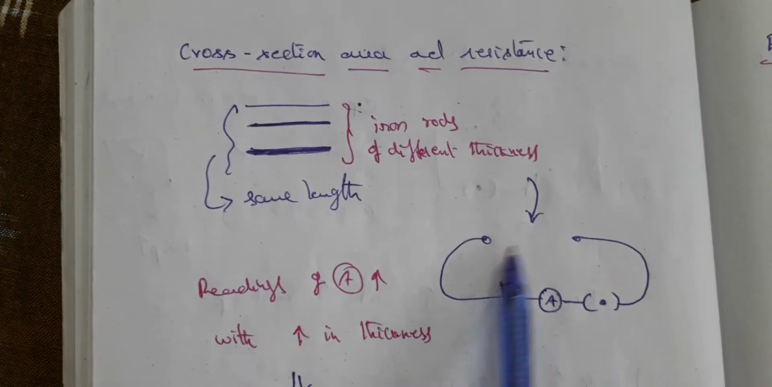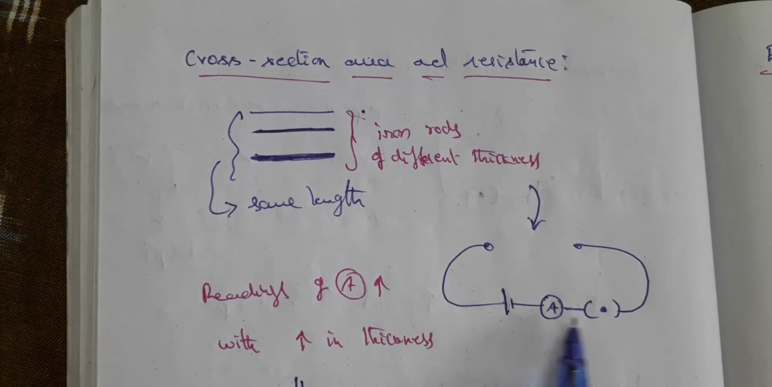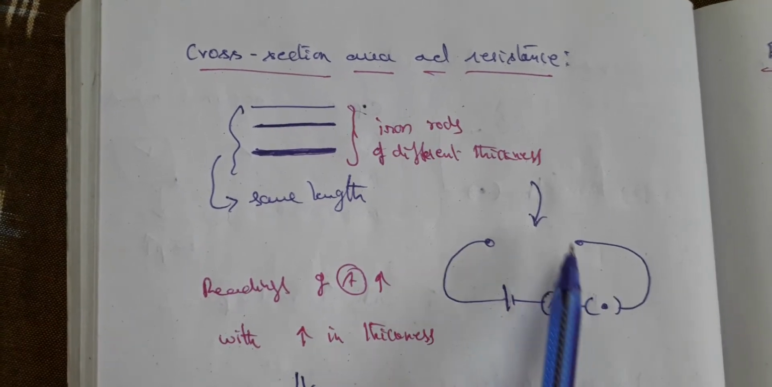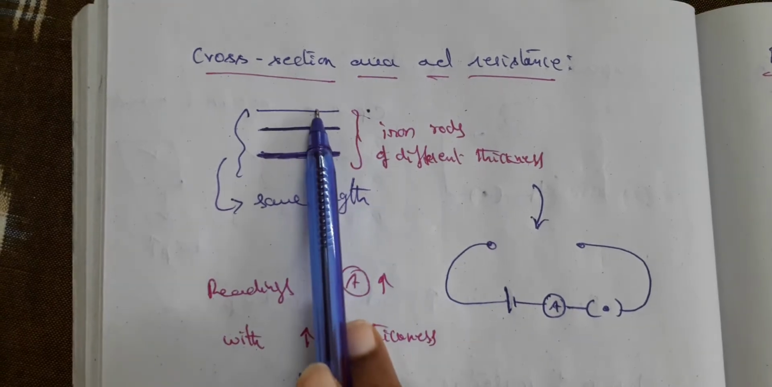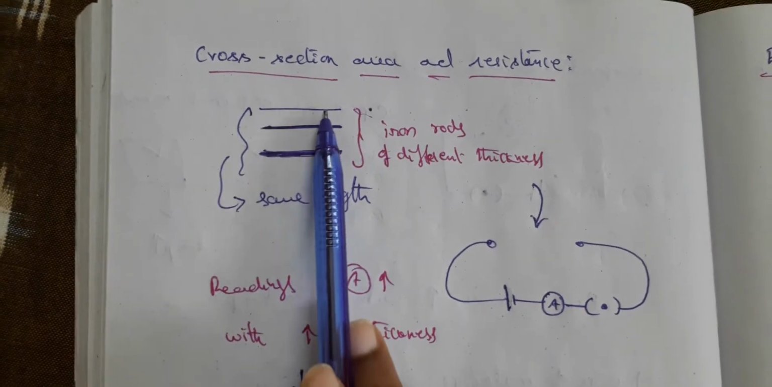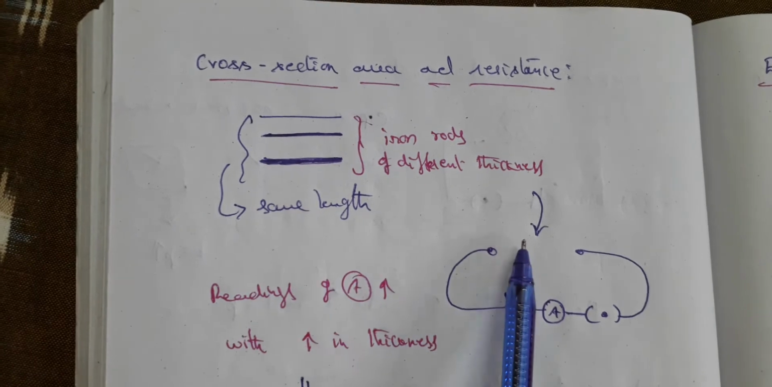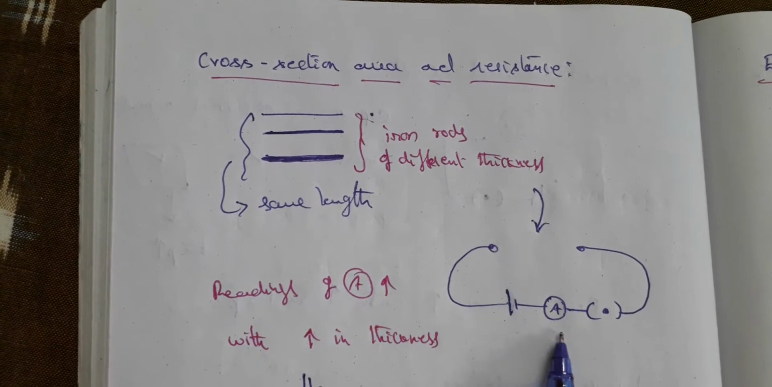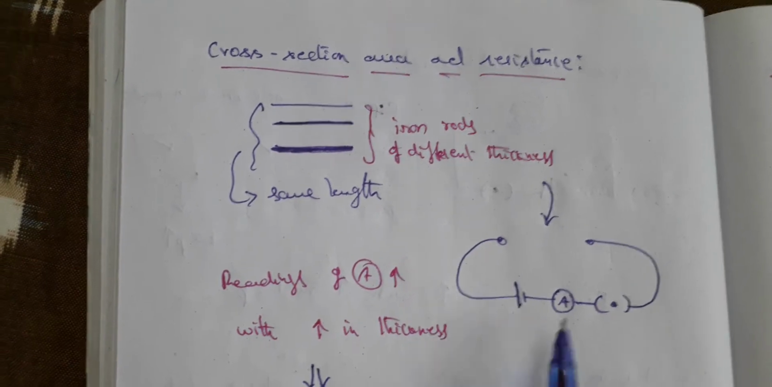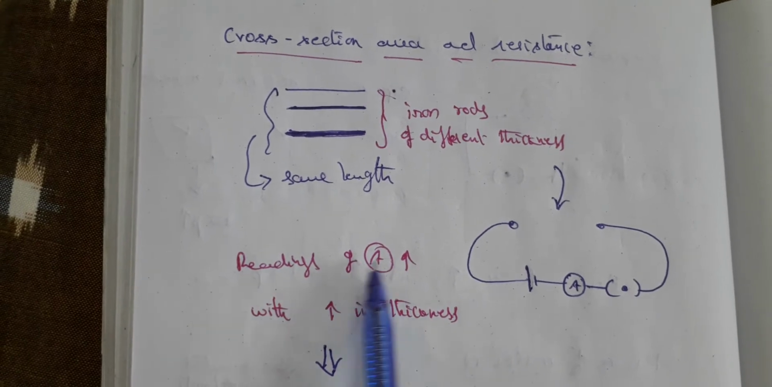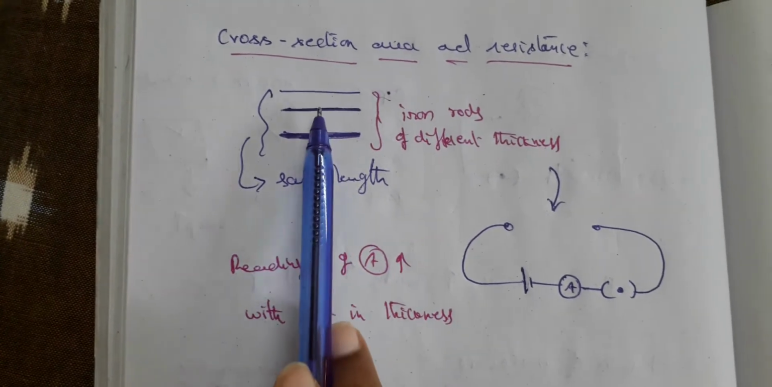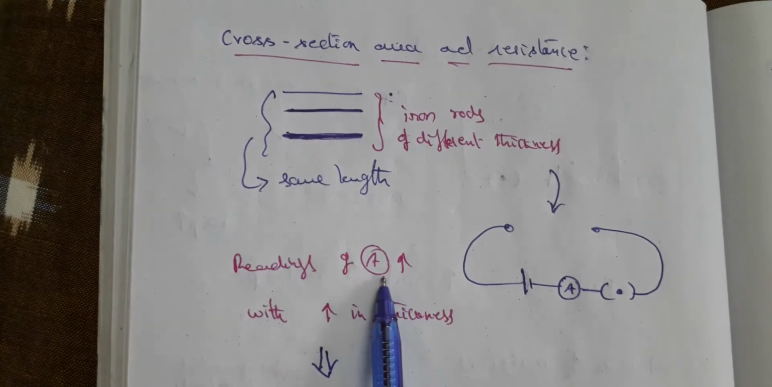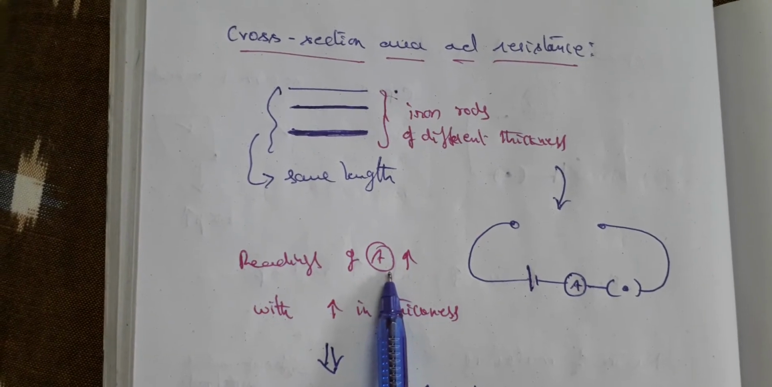So all these three are taken. Here in the same circuit again, with the battery, ammeter and the key connected in series, between the points you are going to connect these iron rods or wires of different thickness, same length. For every single wire you take a reading in the ammeter. When we observe, the readings of the ammeter are increasing with the increase in thickness. That means the thicker the wire is, the more current is flowing.